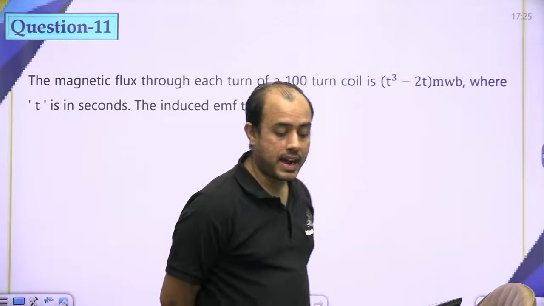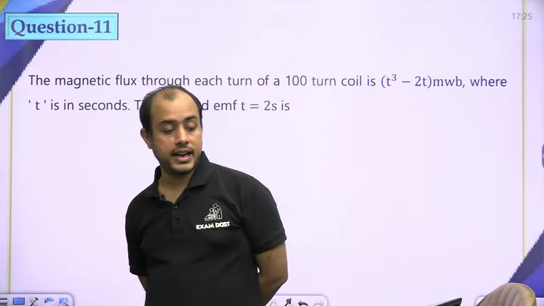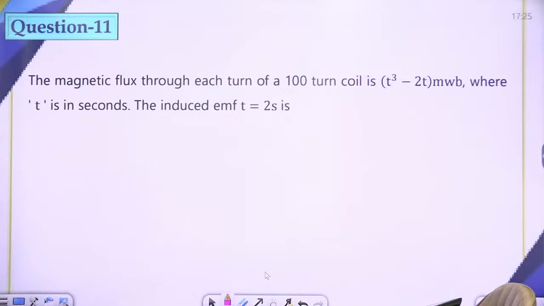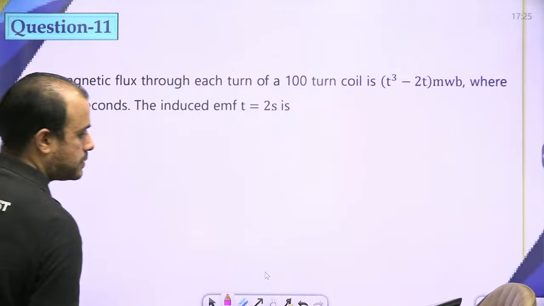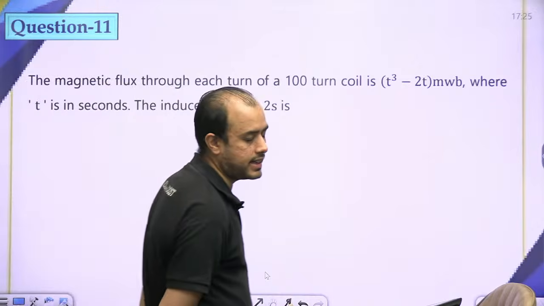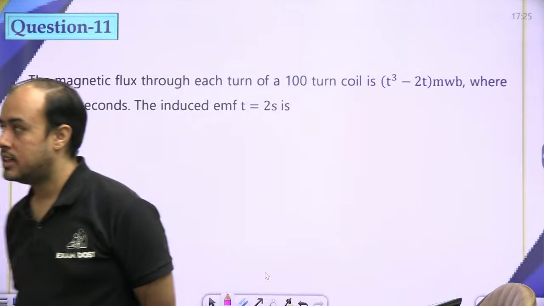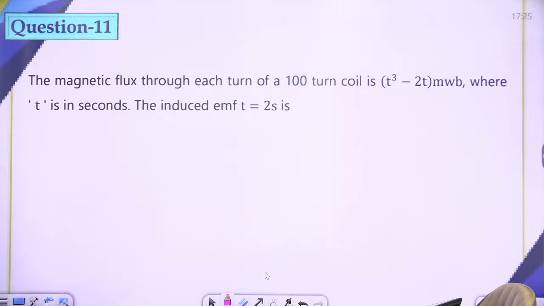Chaliye, now the magnetic flux is given. Find the EMF at 2 second. EMF nikaliye 2 second pe. Now whenever equation is given, Subhadeep, in that case beta you can use a minus sign. Jab equation de rakhi hoti hai tab minus lagaiye. But when the diagram is given you can actually figure out the direction.